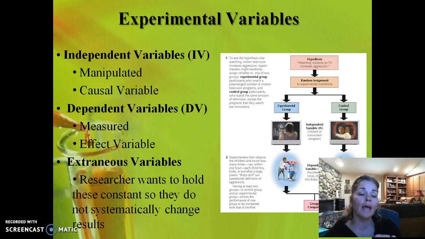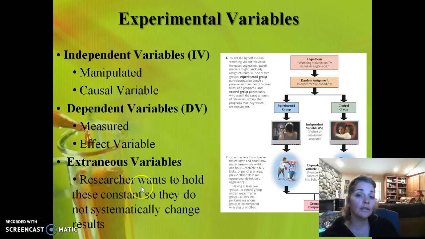So if I'm looking at the effect of a drug on depression, then I manipulate who gets the drug, who doesn't get the drug, how much of the drug they get, when they get it, where they get it, and how they get it. So I'm manipulating that variable. My control group gets a placebo, my experimental group gets the drug, and I assume the drug causes a change in depression levels. And I measure depression in both groups, compare the groups, and see if my drug group has lower depression than my control group.